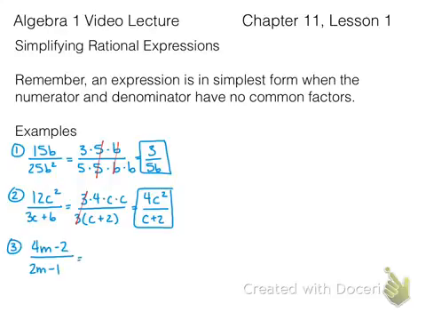Alright, next example. We have 4m minus 2 over 2m minus 1. I'm going to go ahead and factor the top part, the numerator, and I get 2 times the quantity 2m minus 1. And guess what? Just because I have a polynomial over a polynomial, as long as they're the same, I can still cancel them out. So that 2m minus 1 on the top will cancel out that 2m minus 1 on the bottom, leaving me just 2. That's how simple some of these problems are.